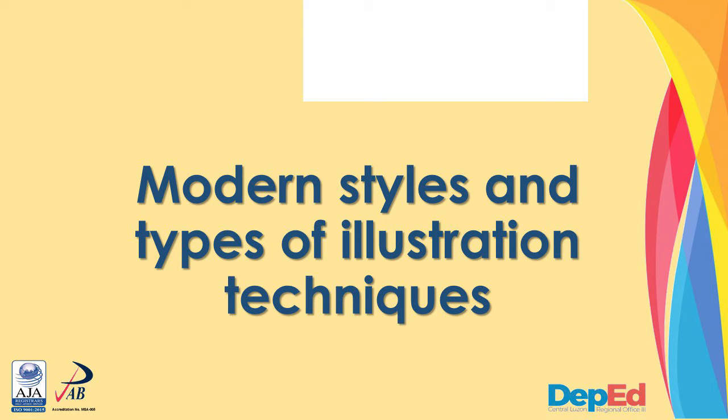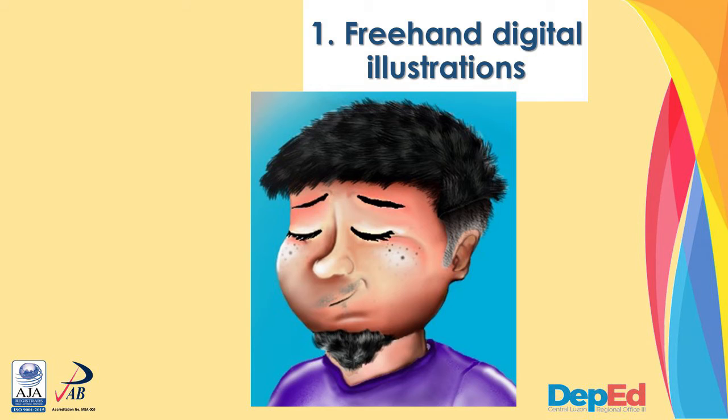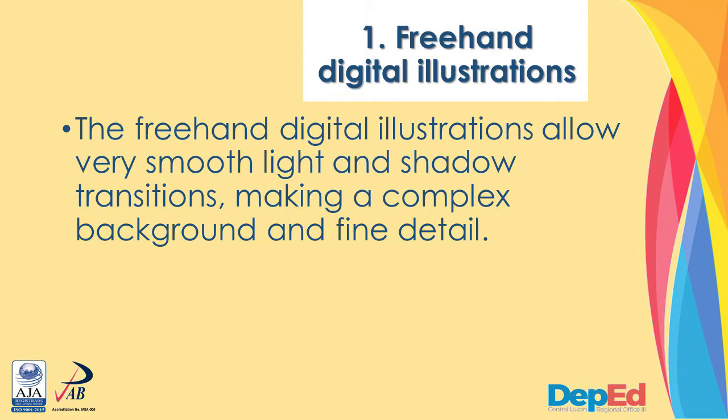We can divide illustrations produced digitally into two large groups: freehand digital illustrations and vector graphics. Freehand digital illustrations allow very smooth light and shadow transitions, making a complex background and fine detail. Most of these illustrations are in a raster format and they can be scaled up and printed only to certain sizes before they lose quality.